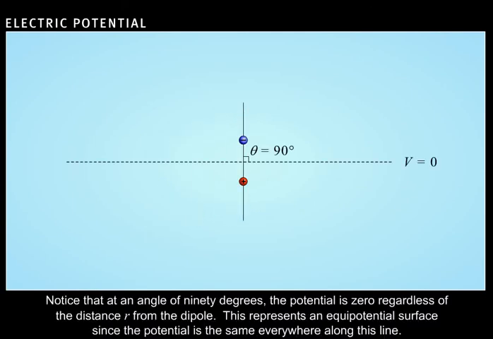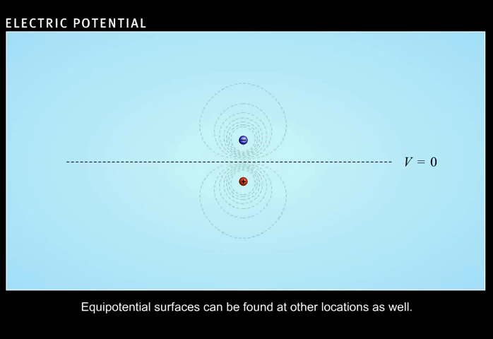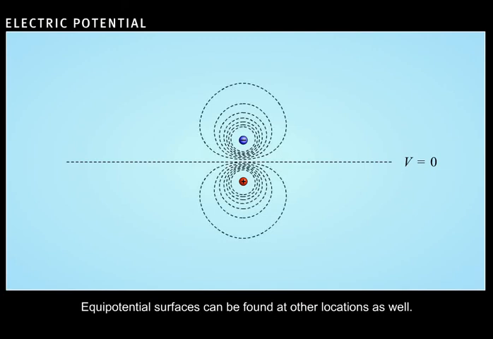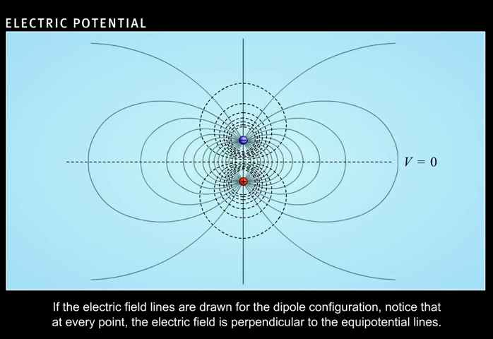Notice that at an angle of 90 degrees, the potential is zero regardless of the distance r from the dipole. This represents an equipotential surface, since the potential is the same everywhere along this line. Equipotential surfaces can be found at other locations as well. If the electric field lines are drawn for the dipole configuration, notice that at every point the electric field is perpendicular to the equipotential lines.